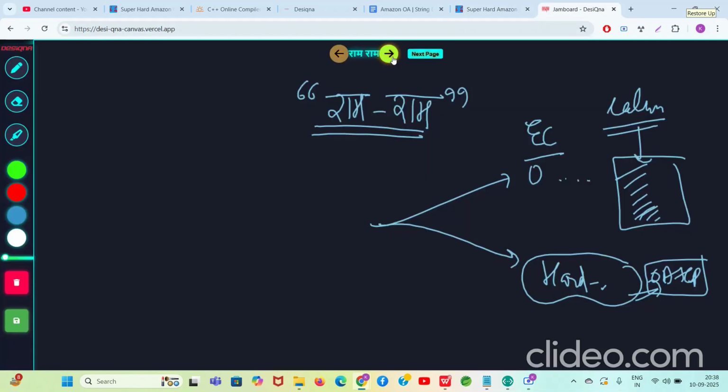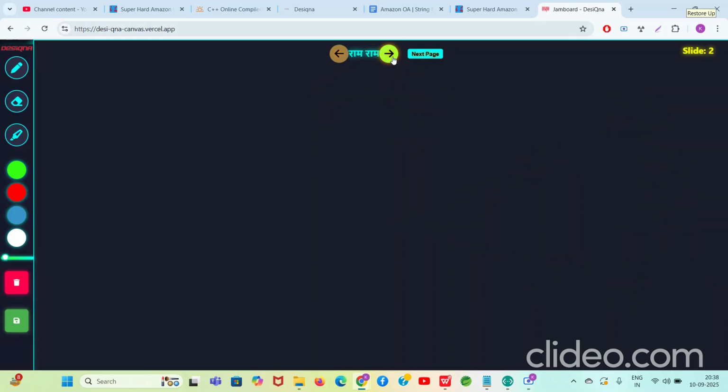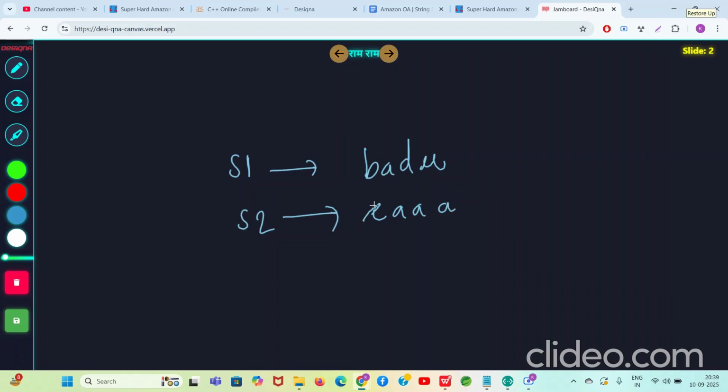First of all, you should know the lexicographic nature of the string. If I give you two strings, how will you know which one is lexicographically larger? Let's say string one is BADU, and string two is CAAA. Which string is bigger? I will not use the name lexicographically again and again. You should just understand that this is a standard definition. So is S1 greater than S2, or S1 less than S2?